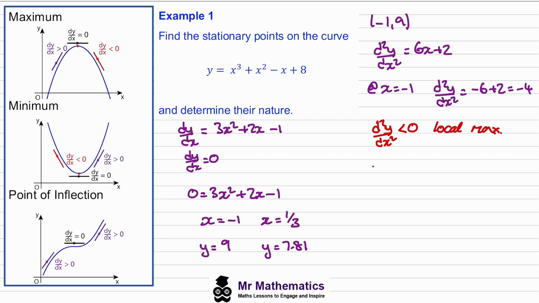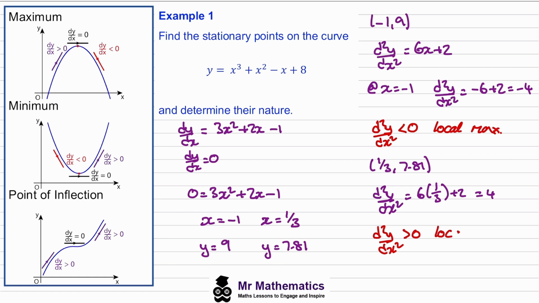Then if we consider the second stationary point at 1/3 and 7.81, we'll substitute this 1/3 into our second derivative. This will be 6 lots of 1/3 plus 2, and this will give us 4. So now, because the second derivative is greater than 0 at this point, this will give us a local minimum.